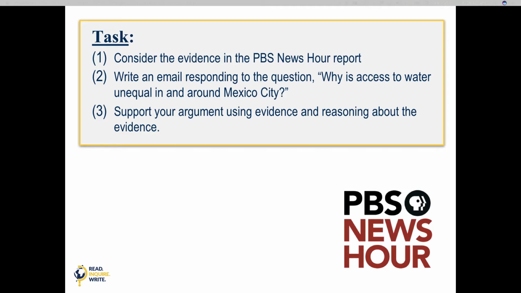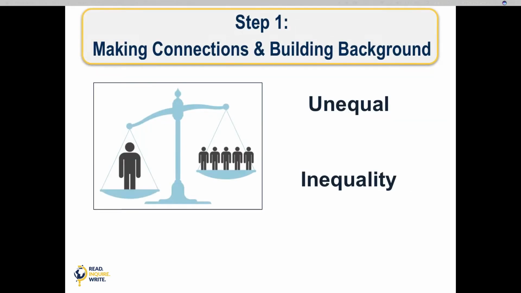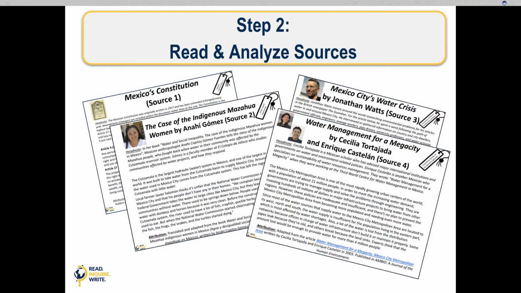Let's review those steps now. First, you'll begin by making connections and building background. For example, you'll begin by reflecting, what does the word unequal or inequality mean to you? Where have you seen or experienced inequality in your life? Next, your teacher will provide you with different sources to read about water access in Mexico City. You'll use these sources to determine why access to water is unequal in Mexico City.